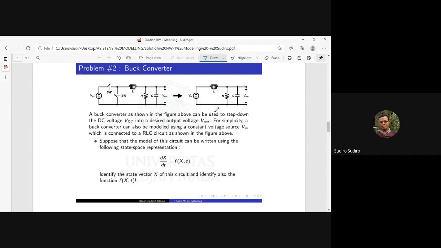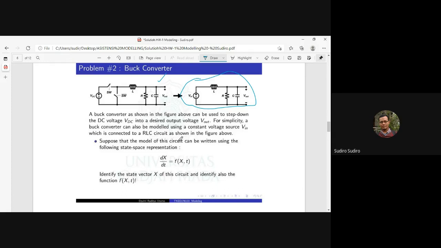This is the buck converter as shown in the figure, which can be used to step down the DC voltage VDC into a desired output voltage Vout. For simplicity, we just model the right hand side. This circuit, not this. If you want to model this, there you go, but I just want to model the right hand side, which is connected to an LLC circuit as shown in the figure above.